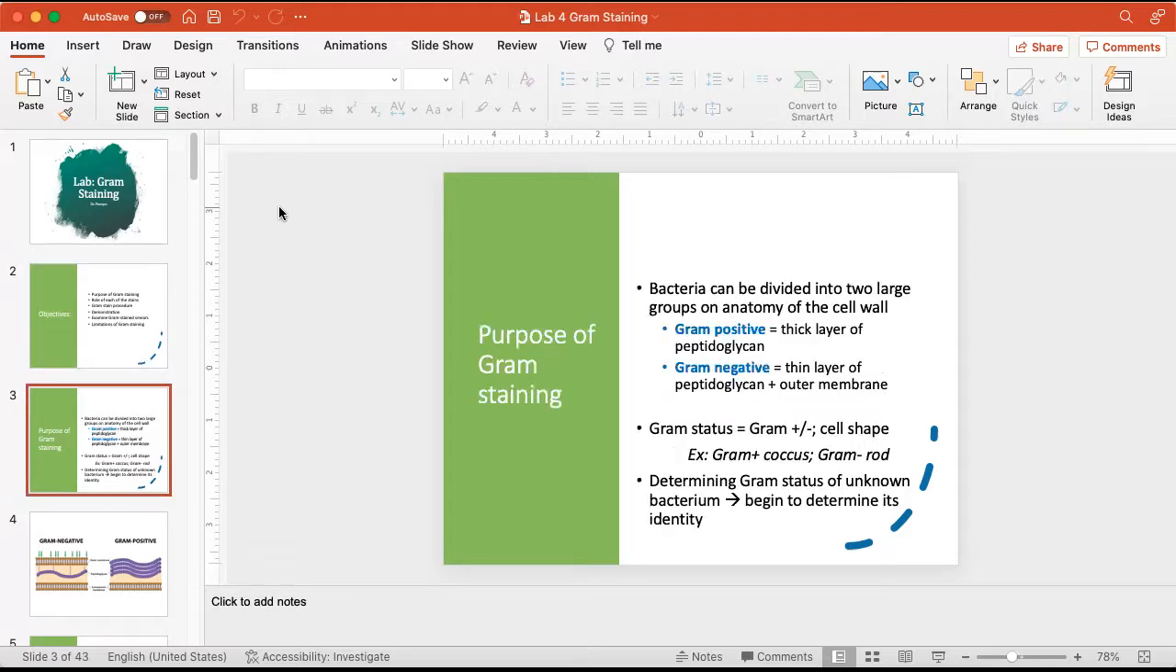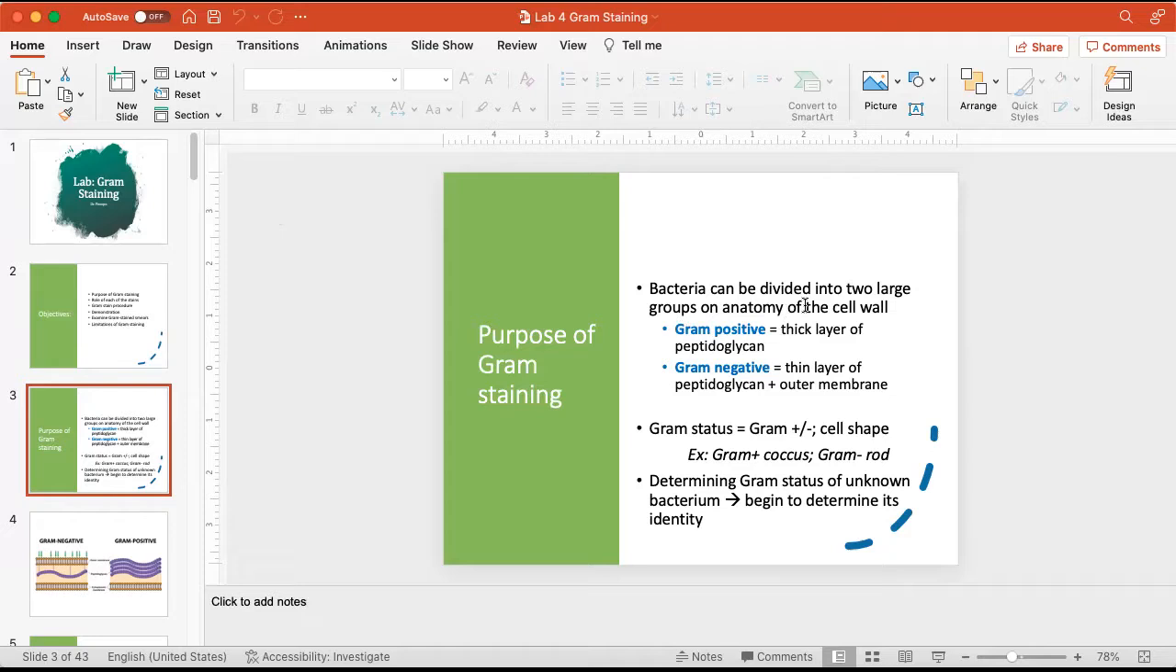So what is the purpose of this procedure called gram staining? As I said a moment ago, bacteria can be divided into 2 large groups based on simply the anatomy of their cell wall. And that includes just about all bacteria, with one important exception, which I'll mention. We have gram-positive bacteria and we have gram-negative bacteria. Remember, this word gram is someone's last name. That's why it has a capital G associated with it.